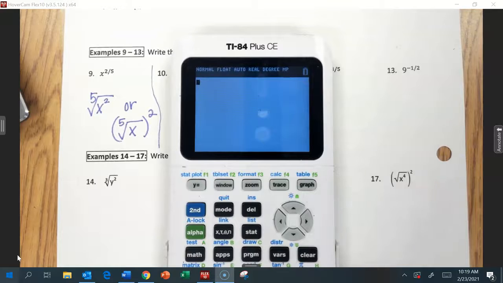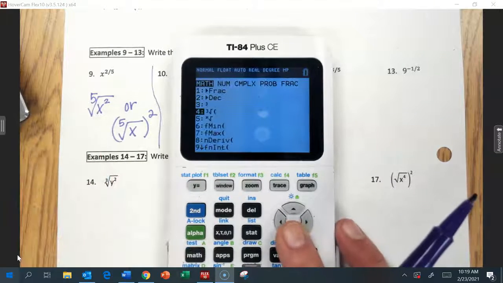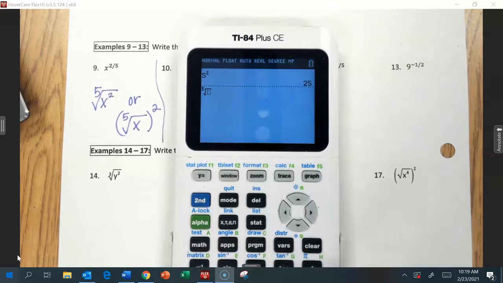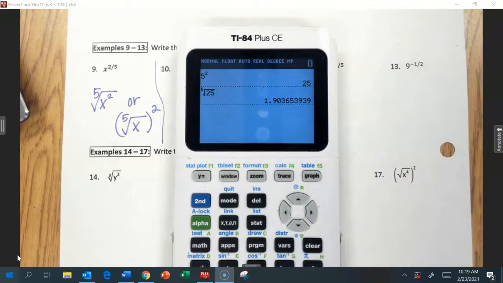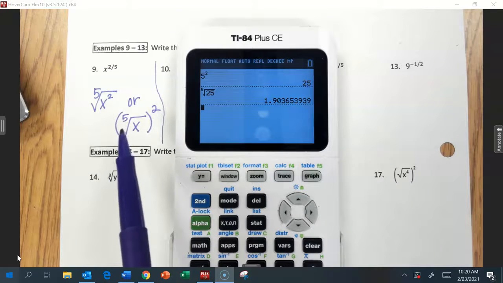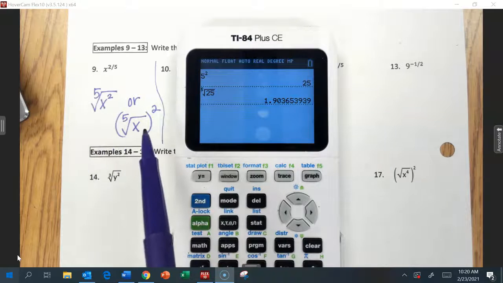Let's use 5. If I do 5 to the 2nd power, and then I want to take the fifth root of it, so I have to go to my math menu. I want to take the fifth root of our answer. We get 1.903 whatever. If I want to then do it in a different order, I could take the fifth root first.